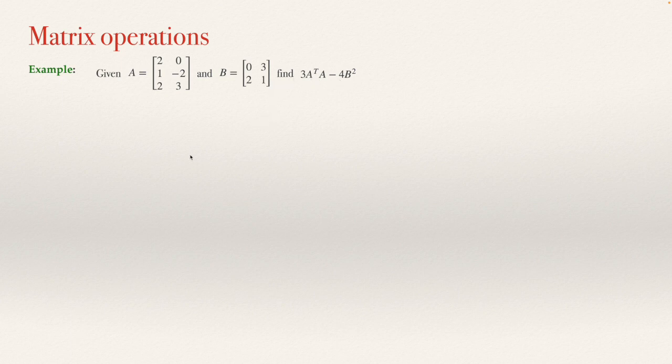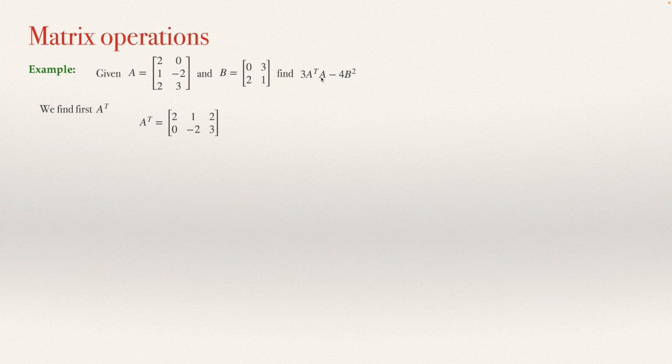So let's get first the A transpose. The transpose of A will be easy. You just flip the matrix and you get this matrix. Now it's a 2 by 3 matrix. And then you can make now the multiplication.